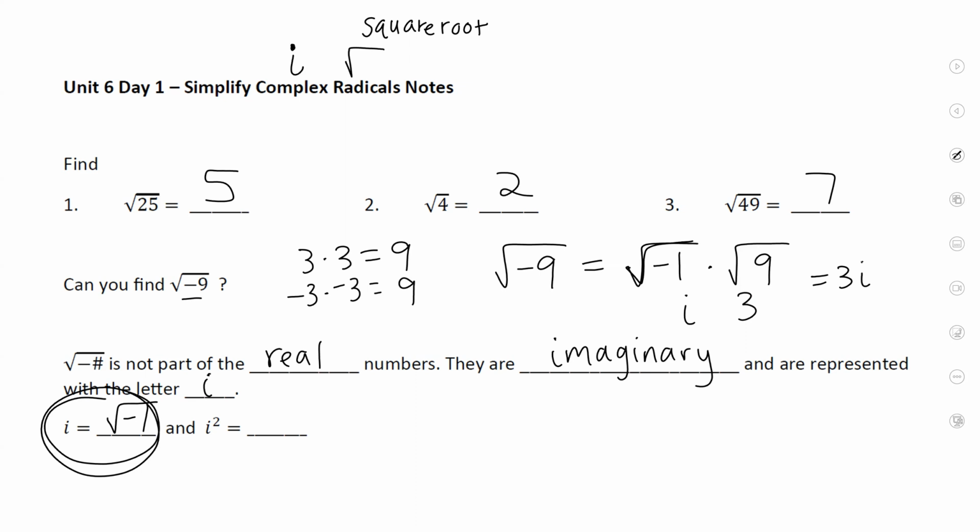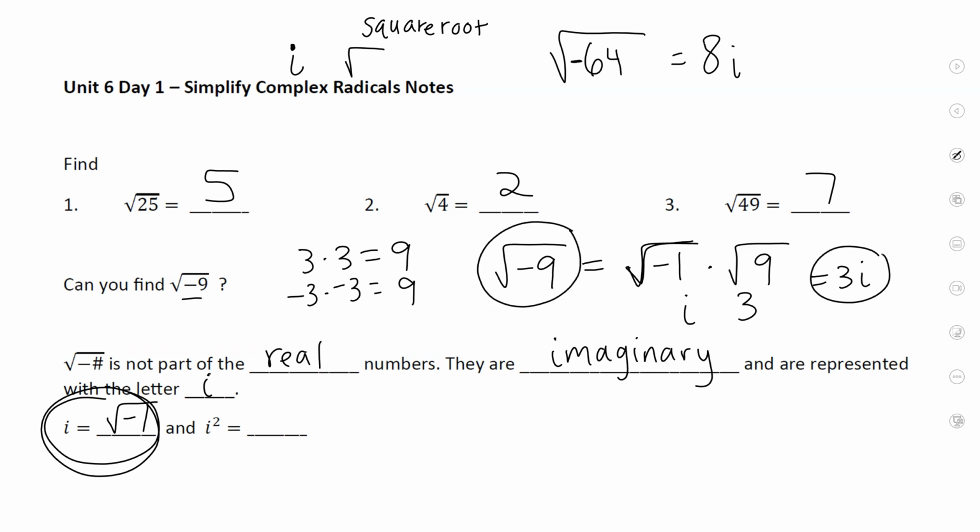So let's make sure we understand this point. What is the square root of 64? 8. Now, what if I stick a negative in here? What do you think the answer will be? 8i. Just like this answer, the square root of negative 9 is 3i.